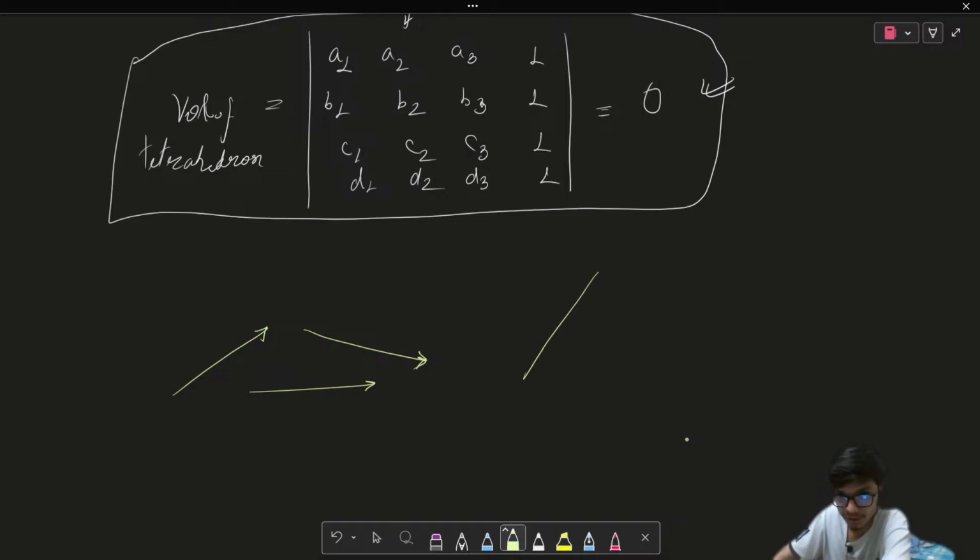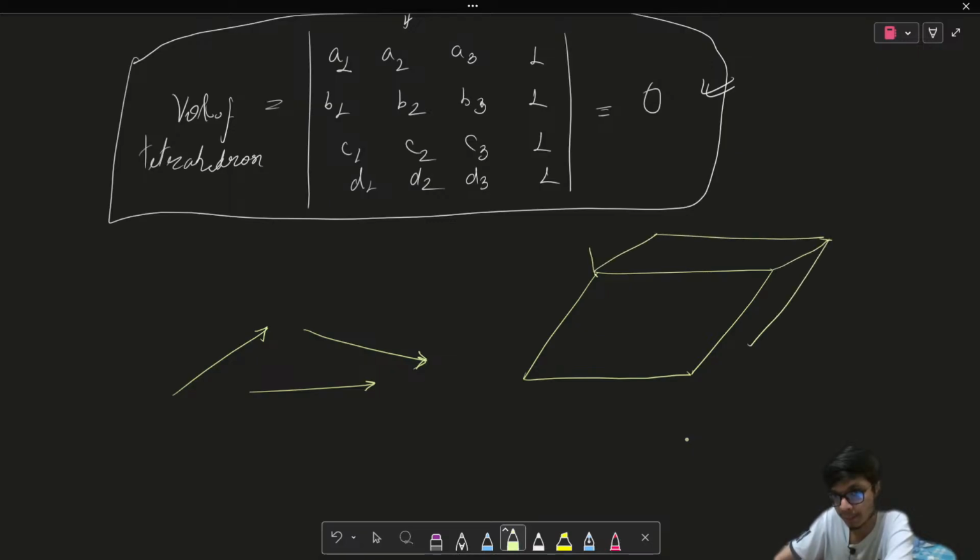So we can assume this as a 3D figure whose sides are all parallelograms, right? That is called a parallelepiped. Something like this: let us say this is my origin, this is my a vector, this is another vector, b vector, and this is my c vector. So I can assume the co-initial vectors as a vector, b vector, and c vector, right?